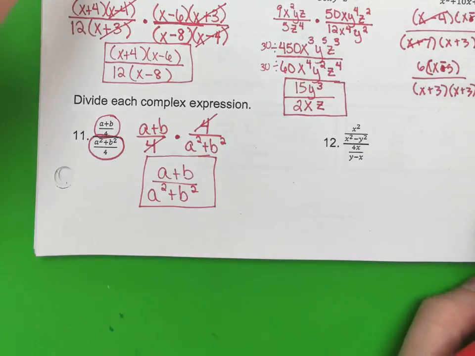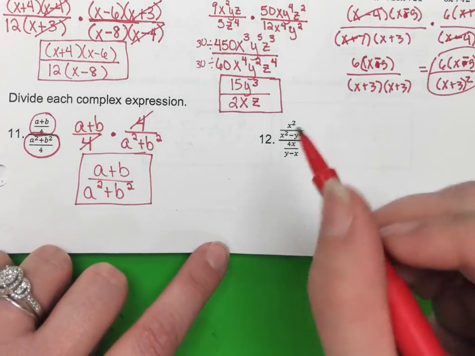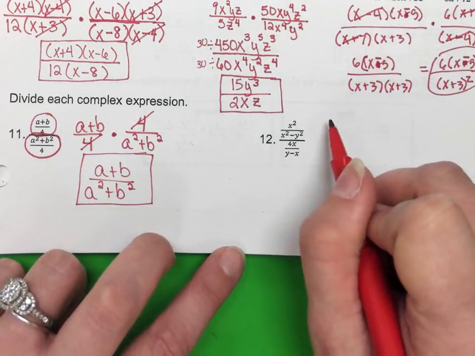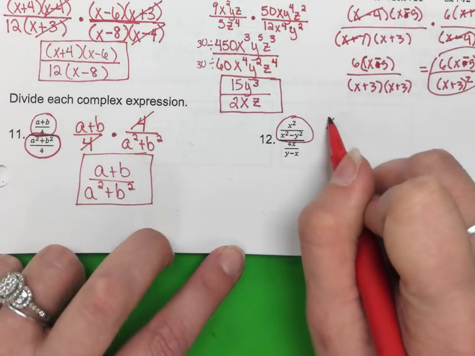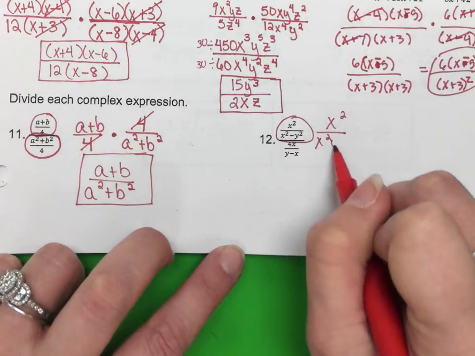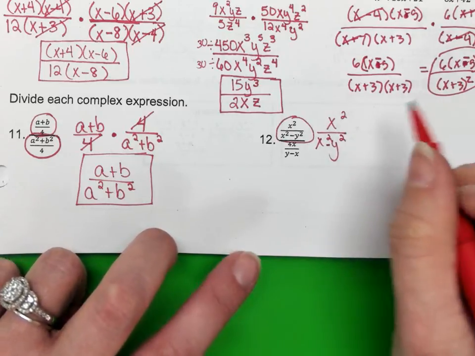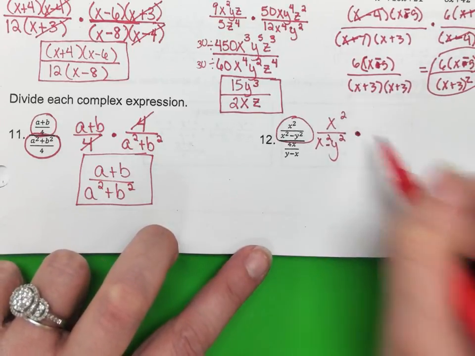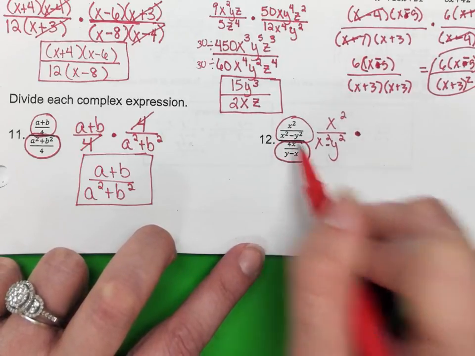All right, number 12, last one. Here we go. And then we'll take a few minutes on our rough drafts, okay? What is the first fraction you're going to keep? Perfect. Now, that is the difference of 2 squares, right? We can factor that in just a minute. Change division to multiplication. And what's the bottom fraction that you're going to flip?